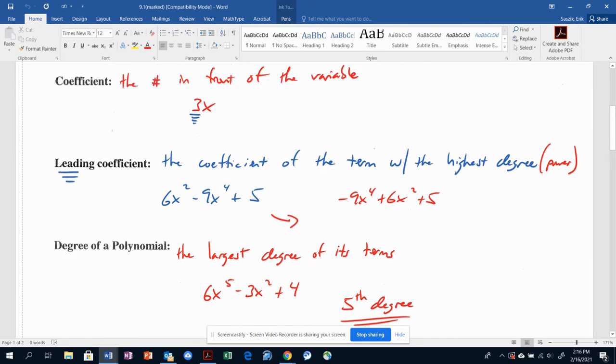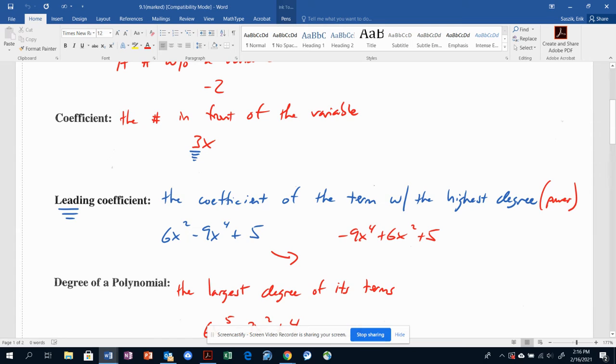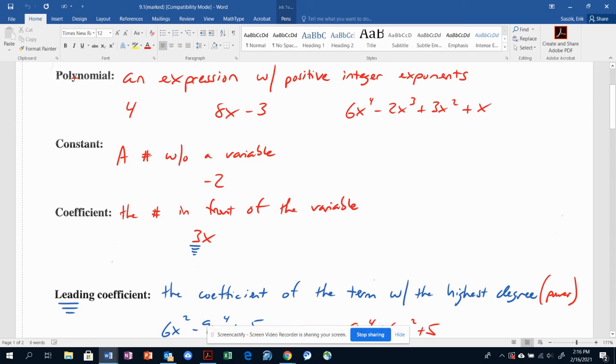Now the leading coefficient is the coefficient of the term with the highest degree, the highest power. So in this expression, the leading coefficient is not the first thing, the 6, it's the negative 9, because the negative 9 is in front of the variable with the highest power. Up here, the leading coefficient would be 6 because x to the 4th is the highest power, it comes first.